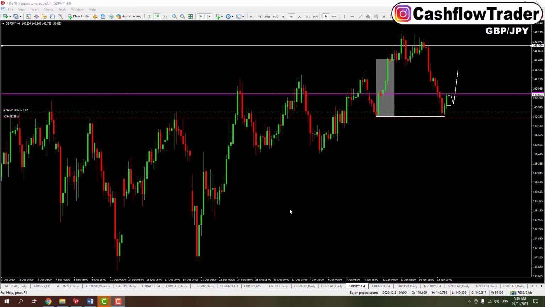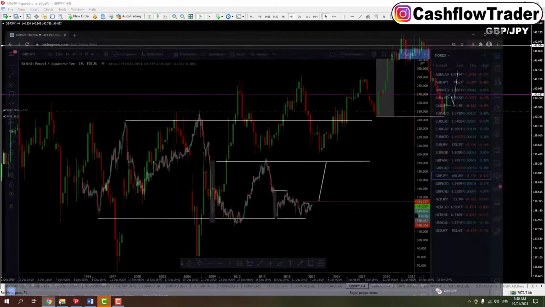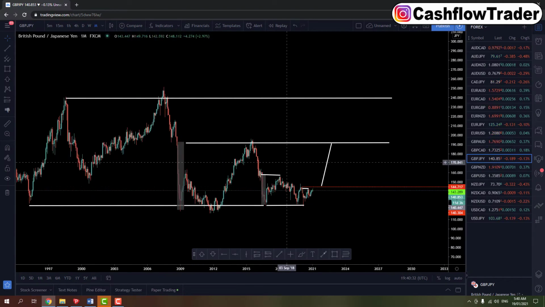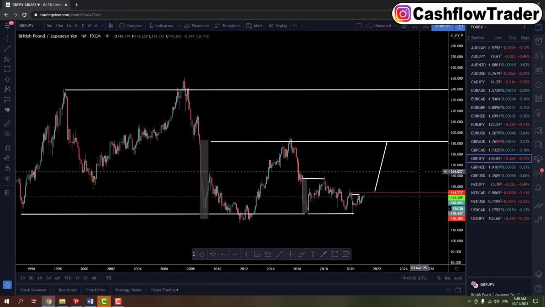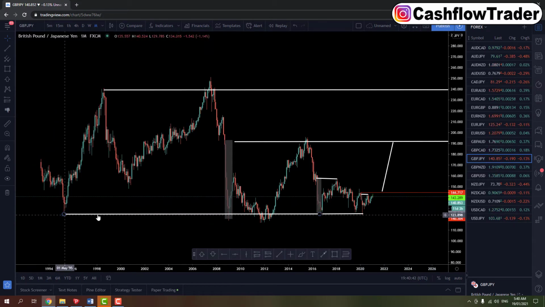So the way that I trade, I only use support and resistance, higher highs, higher lows, and that's it. No other indicators. I'll show you what I mean. So if we go on to TradingView, this is British pound Japanese yen monthly. We can see that we are stuck within this range. We got the lows here, we got the highs here, so obviously strong support, strong resistance.